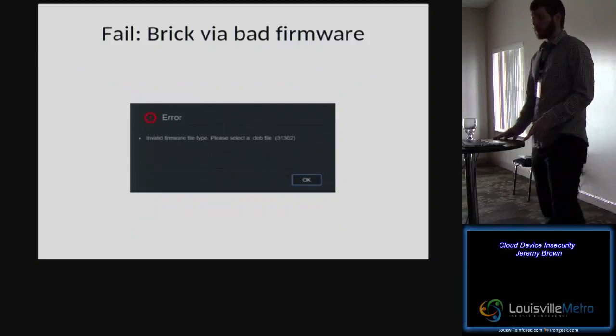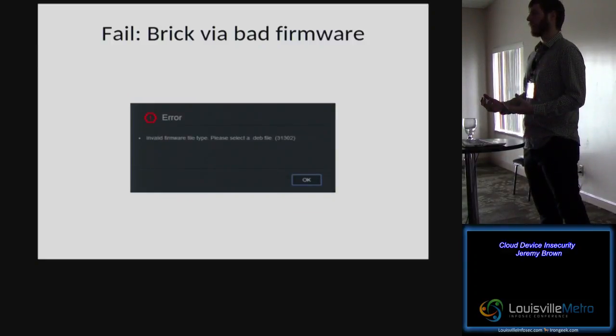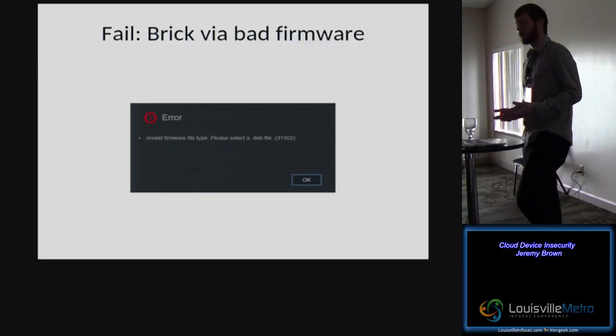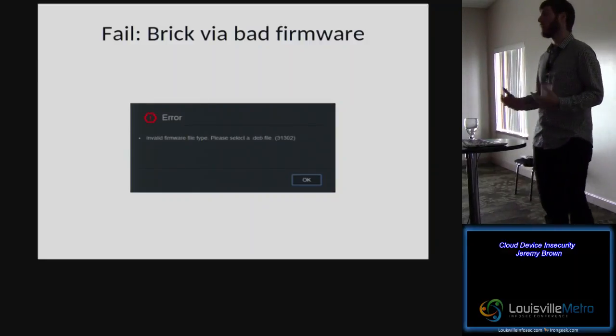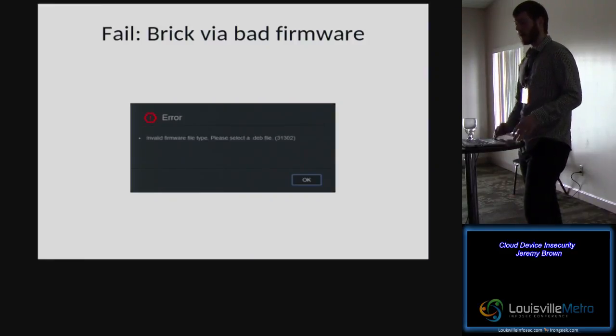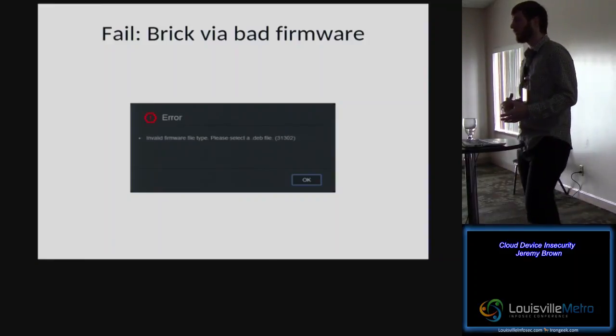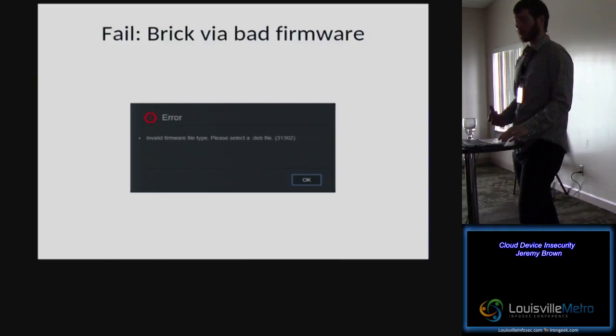So I tried to see what it accepts as a firmware image, but it wants a particular format, and I didn't know what the format was. So I tried to upload a random file, and it came back with, please select the .dev file. Okay, so at that point I know it's a Debian-based Linux distribution that uses dpkg as the package manager, so I'm going to have to give it a .dev file format, or at least that extension.